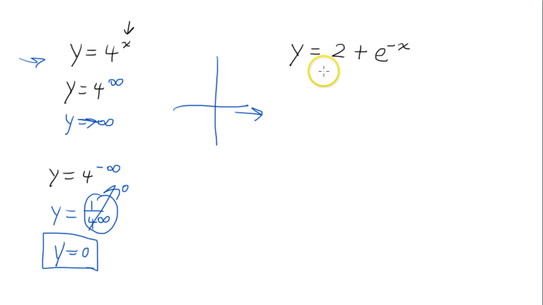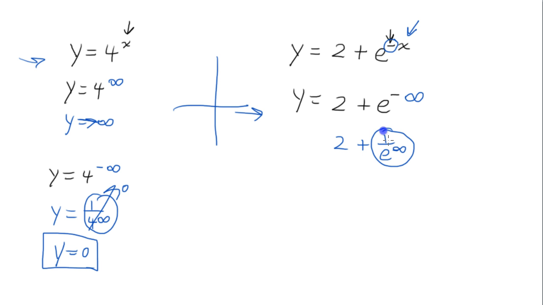On this other example, we have y equals 2 plus e to the negative x. Again, let's try that. On the right-hand side, or as x keeps on growing, we have 2 plus e to the negative is already in there, to the negative, I'll just color code this, negative infinity. I'm putting in positive infinity in for x, but the negative was already in the equation. So that's like 2 plus 1 over e to the positive infinity, and this whole term goes to 0 because it's 1 over a very large number.